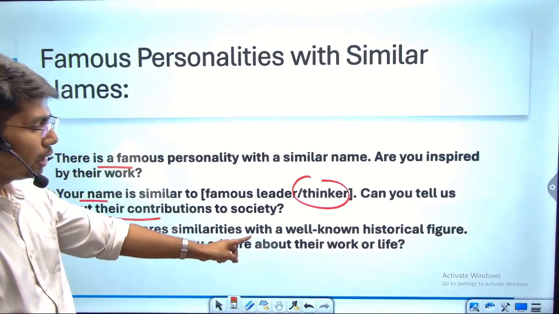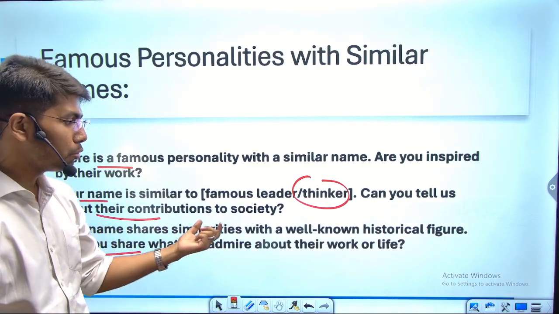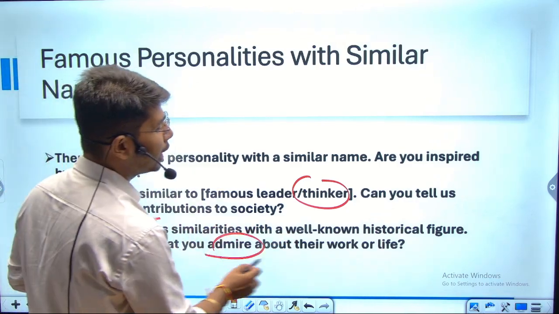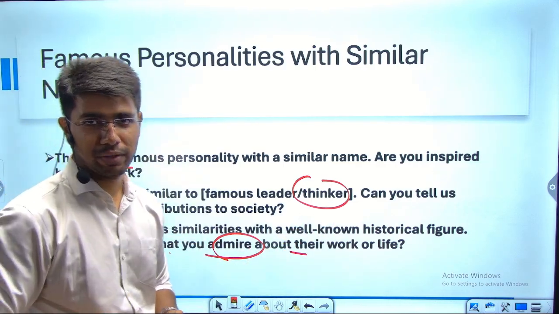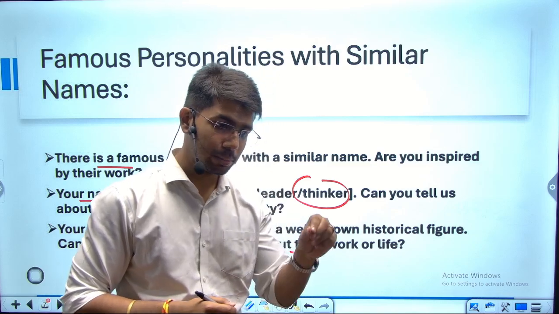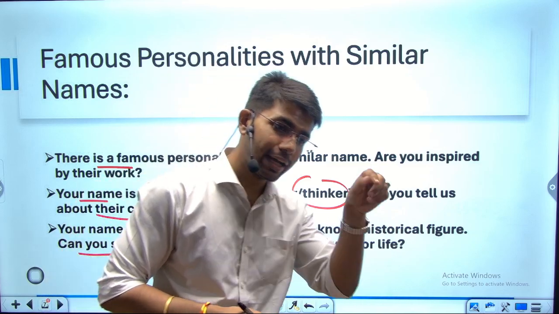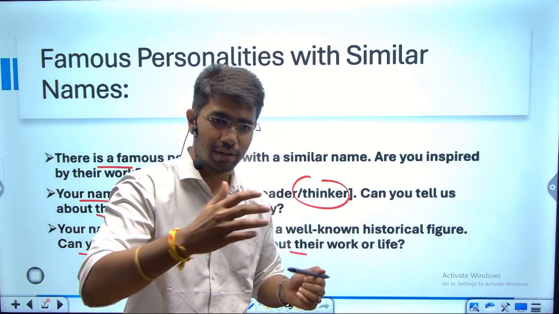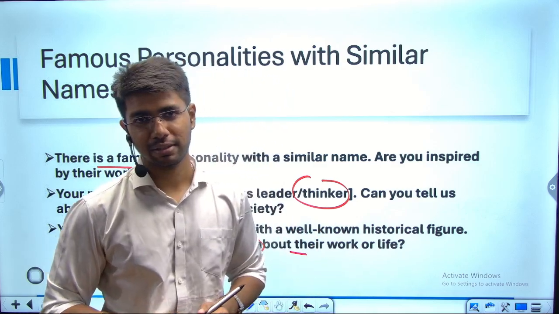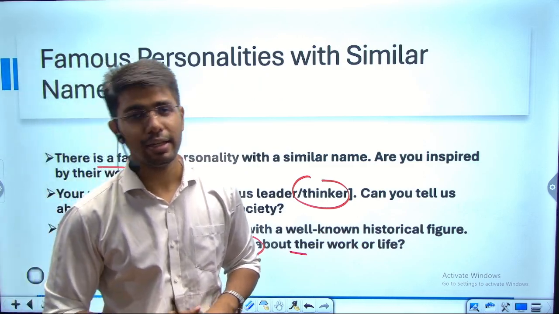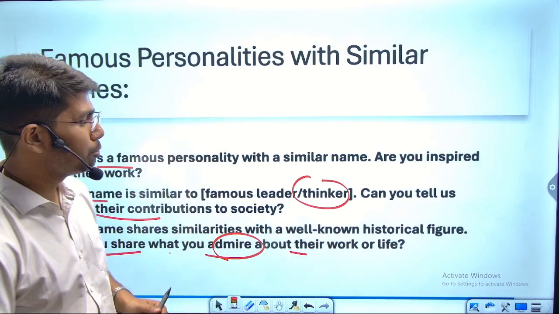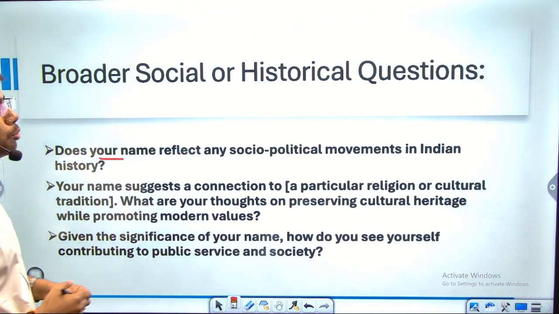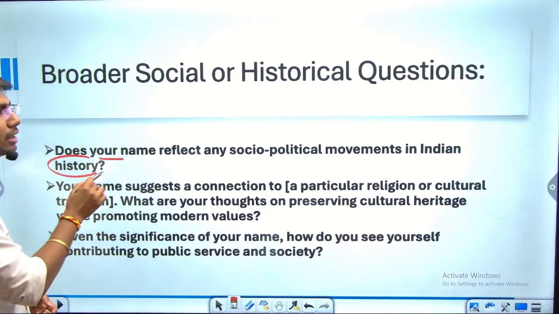See, the question is not about whether you identify that person. The question is not whether you know Abhishek Bachchan. The question is, do you admire, or what do you admire about Abhishek Bachchan? Now this question is tough. Unless I know Abhishek Bachchan in detail, I cannot say what I like about him. And in this case, it's a very difficult question because society often criticizes Abhishek Bachchan for not living up to the limits of his father, right? So you should prepare questions like this. Does your name reflect any socio-political movement in Indian history?